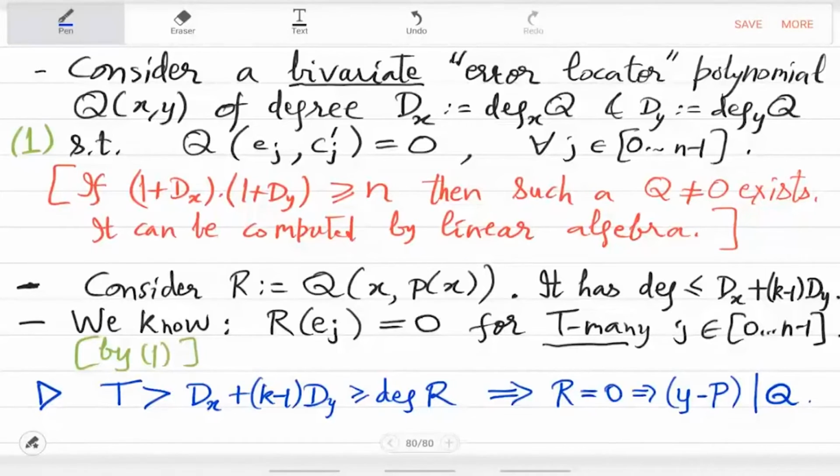Any questions? So there is this constraint, essentially d_x times d_y should be at least n, and there is the other constraint that d_x plus k d_y should be less than t. These are opposite constraints, so you have to be careful to satisfy them, and for that setting of t, d_x, d_y you have a working list decoding algorithm.